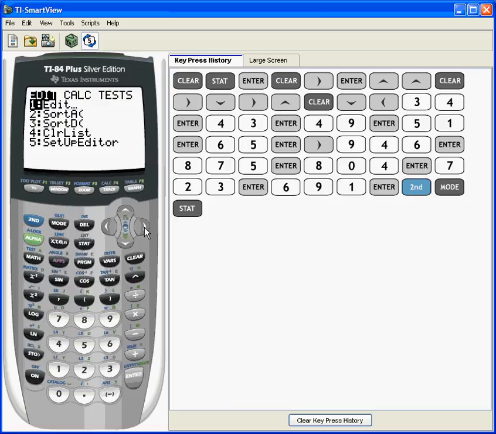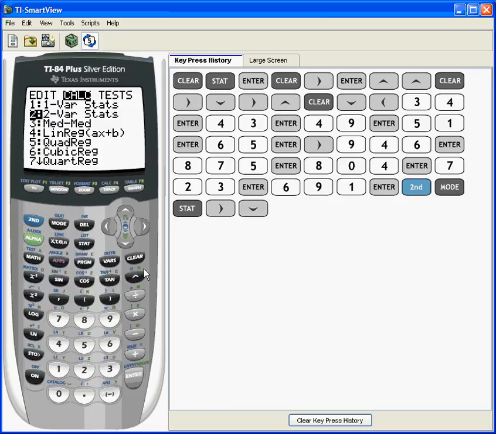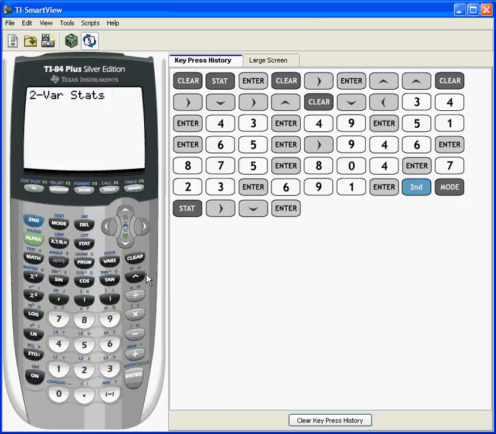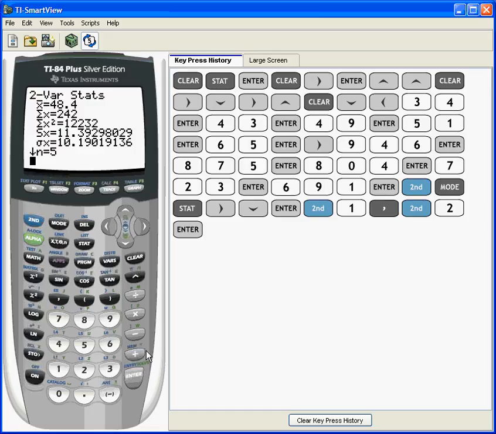Go back into Stat, arrow over to Calc, and we'll do 2 variable statistics since we have 2 variables. And I'm going to run list 1 is my independent variable, comma, list 2 is my dependent variable. And if I hit enter, there are all those values that we pulled from.